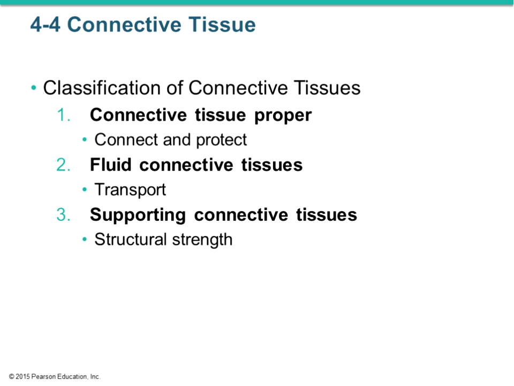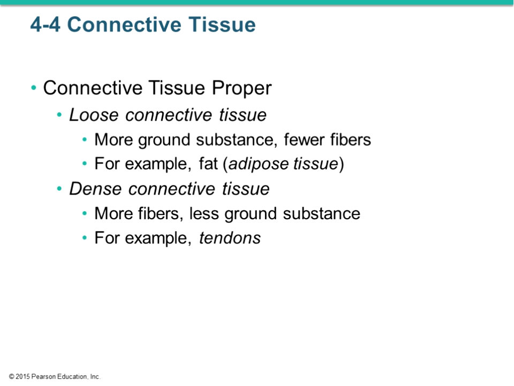Now, there are basically three categories or three classifications of connective tissues. We have connective tissue proper, fluid connective tissues, and then supporting connective tissues. And each, as you can see, has a different primary function. Okay? And so we'll go through each of these. We'll focus mostly on connective tissue proper and supporting connective tissues for this lecture.